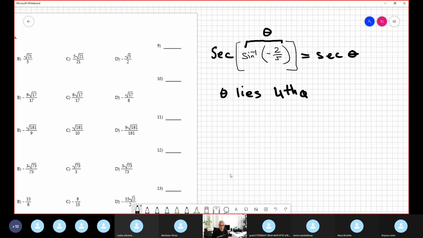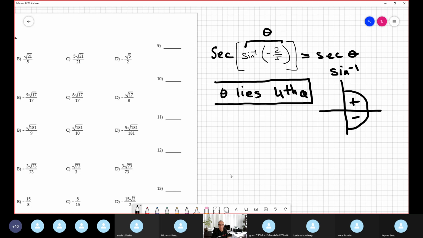Okay? So let's do it step by step. Go ahead. Fourth quarter. Why? It is in the fourth quarter because the agreement of the sine inverse is like that, plus minus. If the value inside is negative, for sure my theta lies in the fourth quarter. I see it. Okay, thank you.